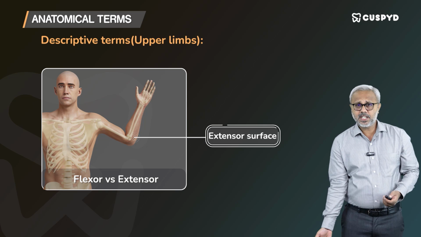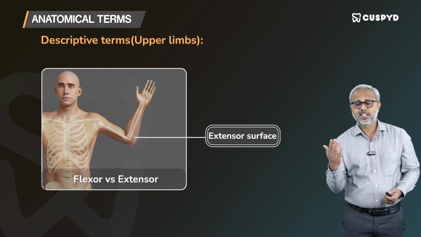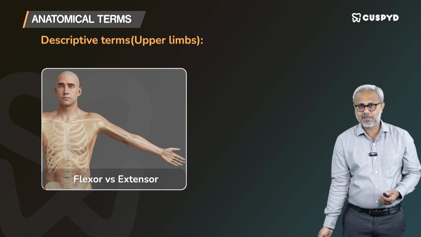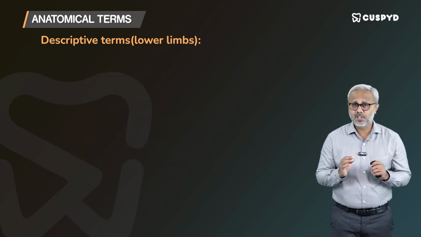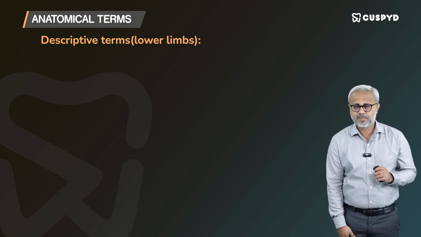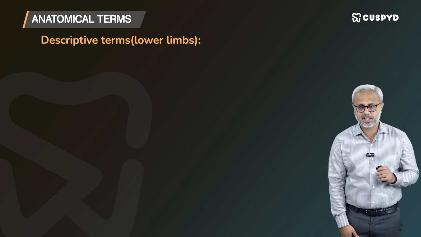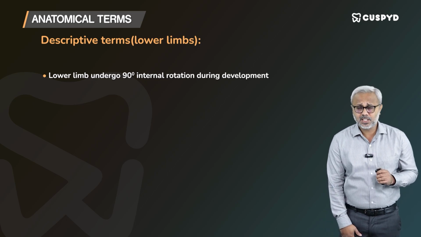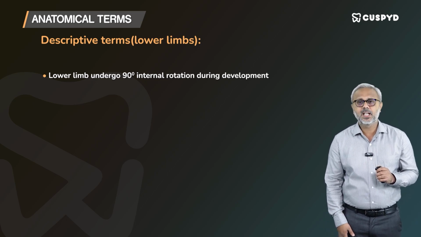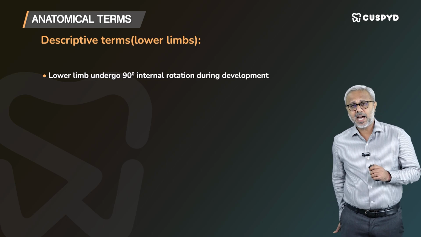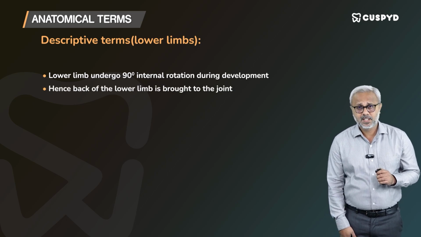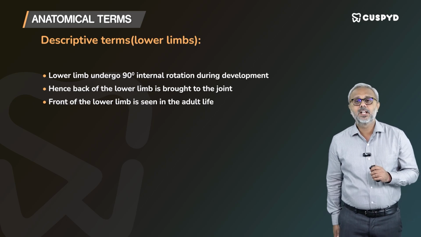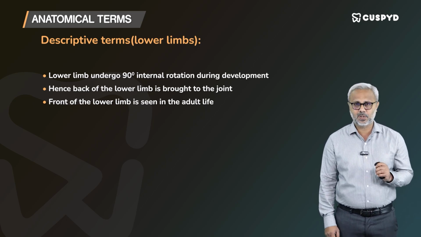So when we do a movement called flexion, the flexor surfaces come together and the extensor surfaces are far apart, right? This is reversed in the case of the lower limb. Now, how do we justify this? Remember, the lower limbs undergo 90 degrees internal rotation during development, right? This brings the back of the lower limb to the front, and the front of the lower limb is seen at the back in adult life, okay? This is because of the rotation that occurs in the lower limb, right?